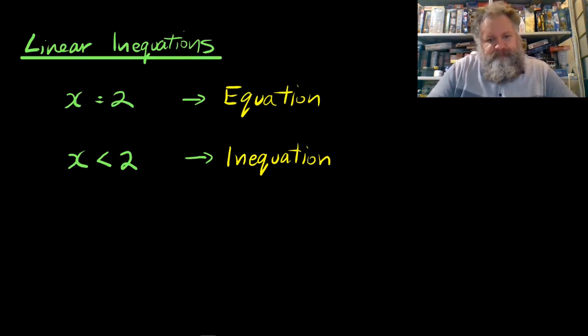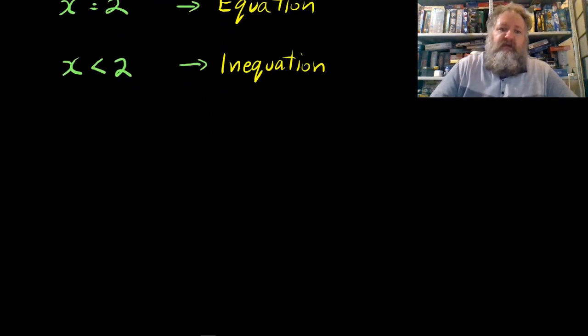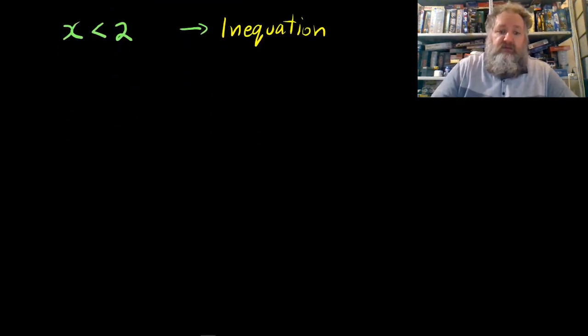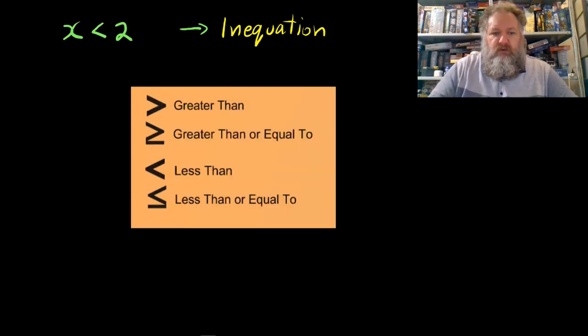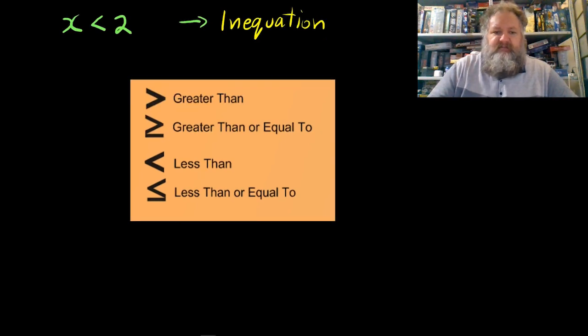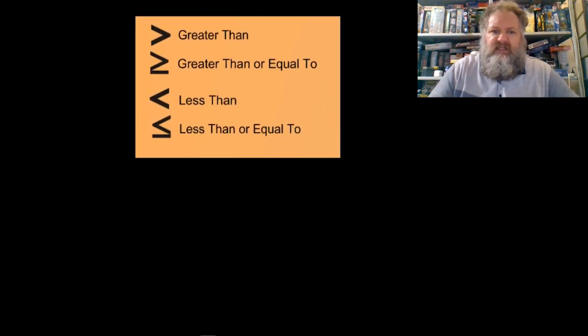Well, the first place to start is to look at the signs that we use when we're talking about inequalities. There are 4 different ones that we use. Greater than, less than, greater than or equal to, less than or equal to. Let's have a quick look at a couple of them because there are some important distinctions.